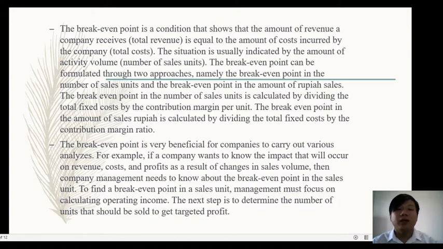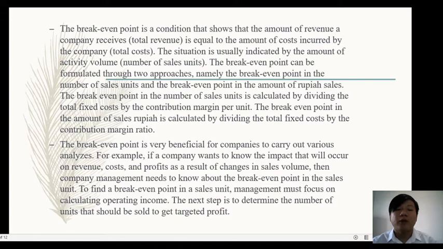The break-even point in the number of sales units is calculated by dividing the total fixed cost by the contribution margin per unit. The break-even point in the amount of sales rupiah is calculated by dividing the total fixed cost by the contribution margin ratio. The break-even point is very beneficial for a company to carry out various analyses. For example, if a company wants to know the impact that will occur on revenue, cost, and profit as a result of change in sales volume, then company management needs to know about the break-even point in the sales unit.